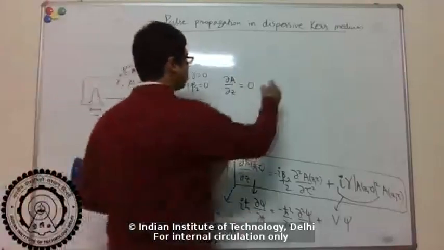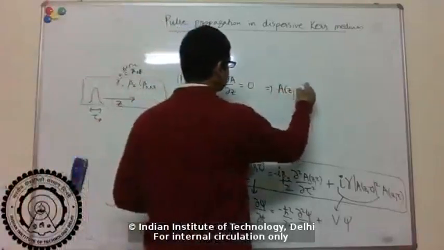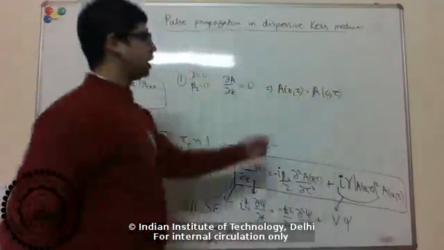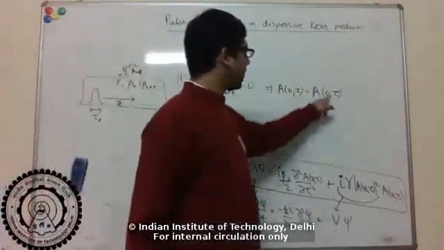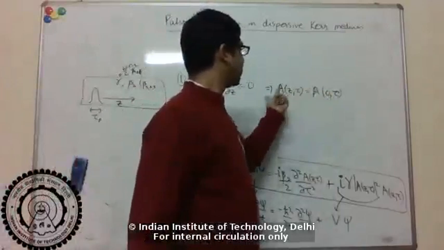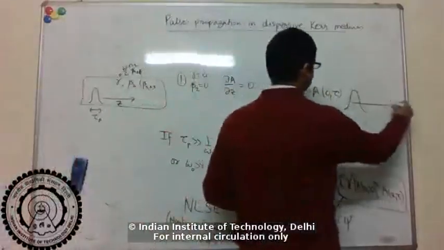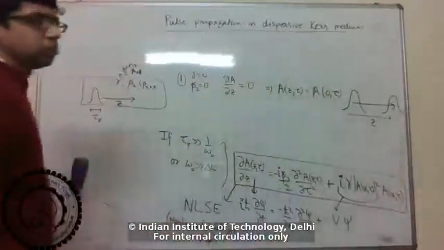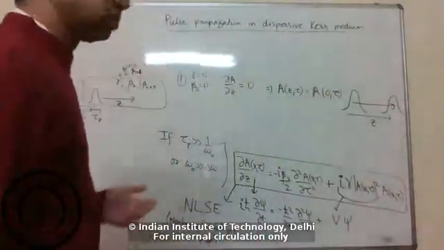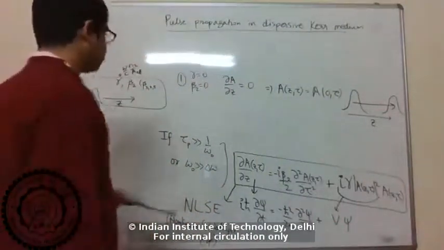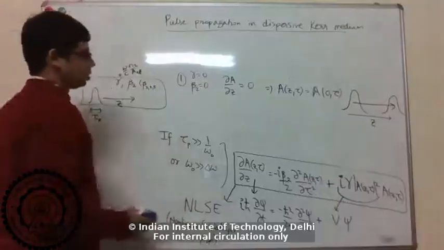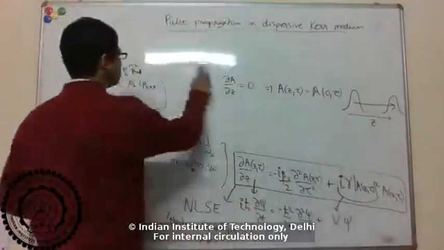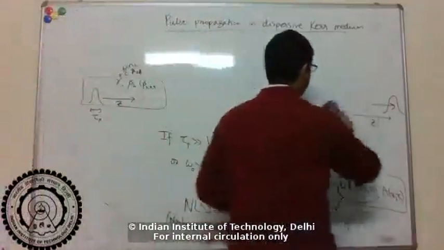So there is no change in the pulse as it propagates. So the pulse which is launched at Z equal to 0 remains the same as it propagates. Okay, no change in that. The simplest. So, I mean, of course, we expect this, but yeah, it also just double checks that the equation makes sense.